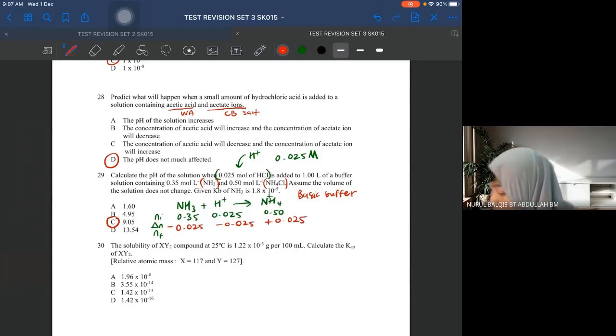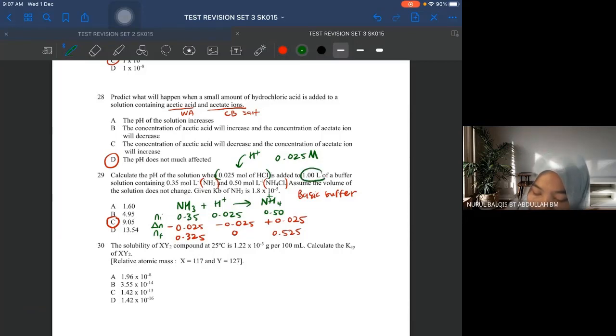0.025. So your mole final will be 0.325 and then this one has nothing left. NH4 plus we are left with 0.525. So this is the mole that remains after the strong acid or strong base is added. So we will take this number of moles and find the new concentrations. But because our new concentrations also rely on the 1 liter, the values can be the same.